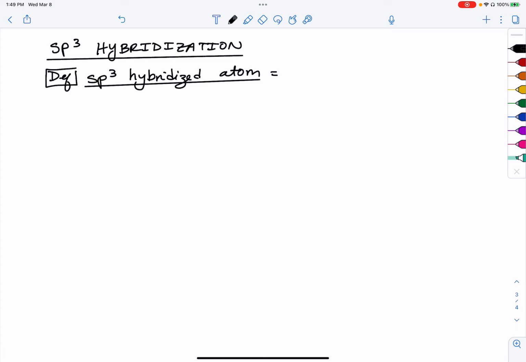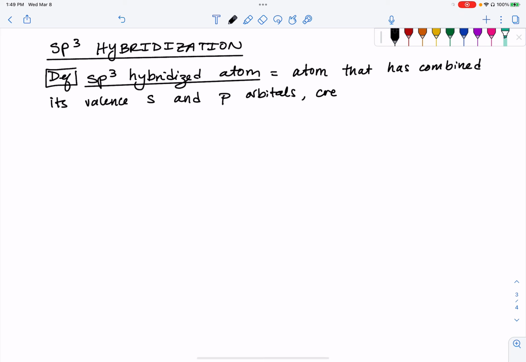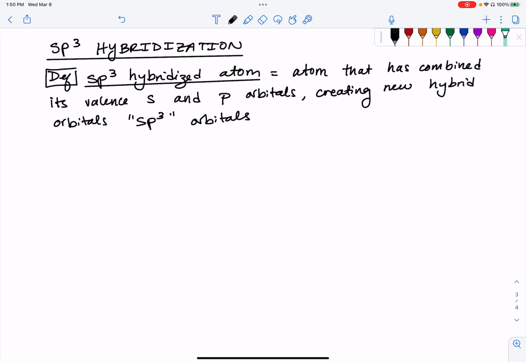So definition, sp3 hybridized atom. This is an atom that has combined its valence s and p orbitals, thus creating new hybrid orbitals that we call sp3 orbitals.